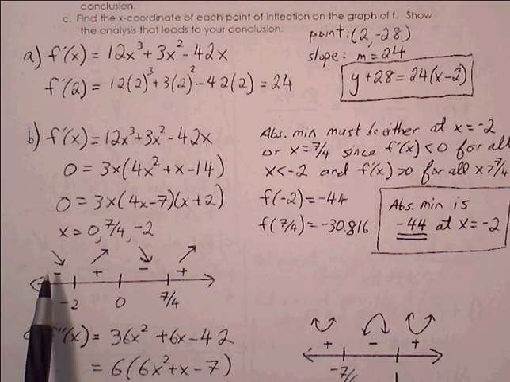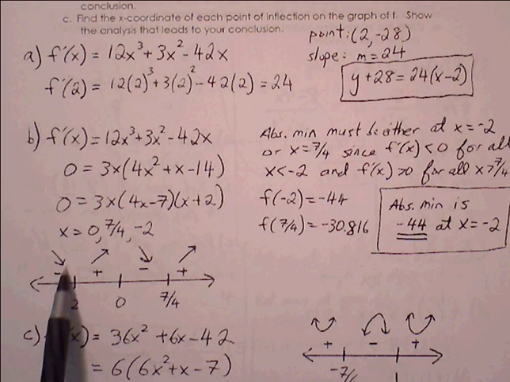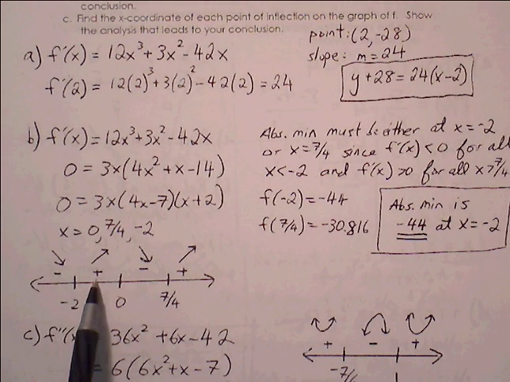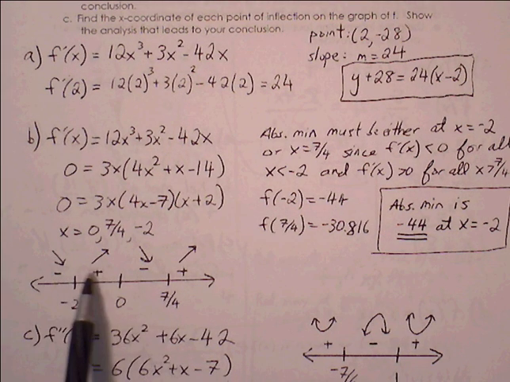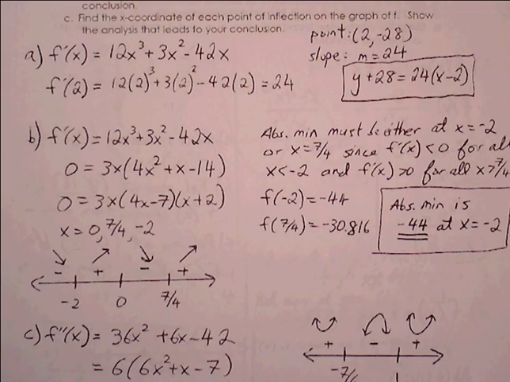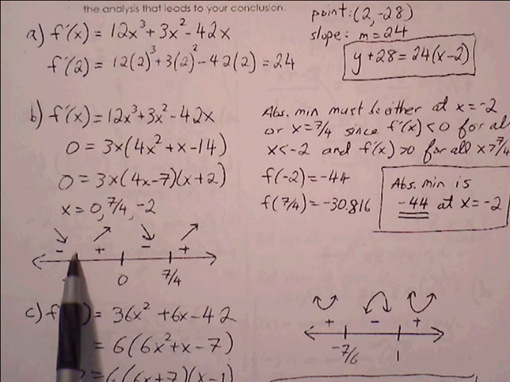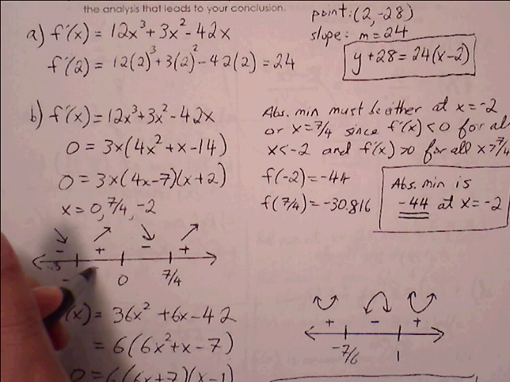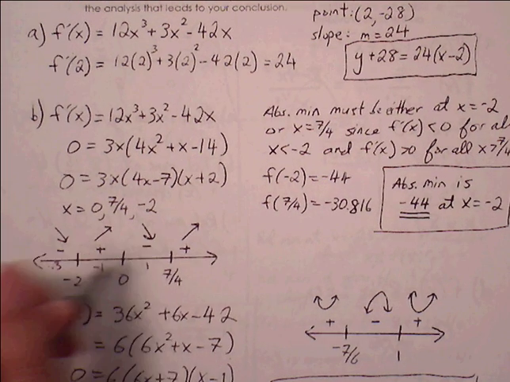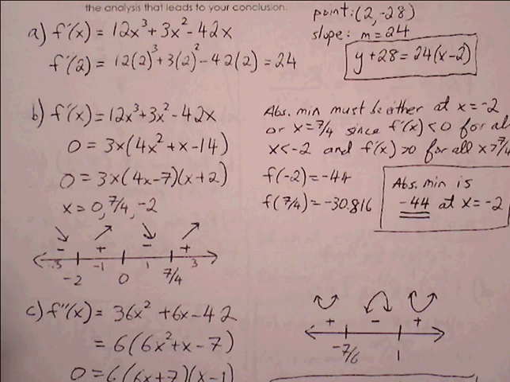And from here, we can choose values to plug into the derivative to test each interval to see what the slope behavior is. So here I can choose negative 3, here I can choose negative 1, here I can choose 1, here I can choose 3, right?